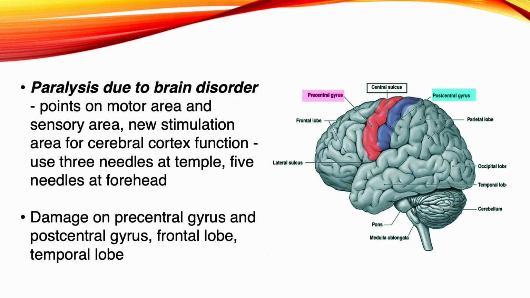Point selection is not only based on the Western medical diagnosis, but also on the brain's function and the relationship to blood circulation. For example, if the patient has paralysis due to a brain disorder, not only choose points on the motor area and sensory area, but also choose the new stimulation area for the cerebral cortex function and use 3 needles at the temple as well as 5 needles at the forehead. This is because the damage is not only on the precentral gyrus and postcentral gyrus, but also on the frontal lobe and temporal lobe of the brain.